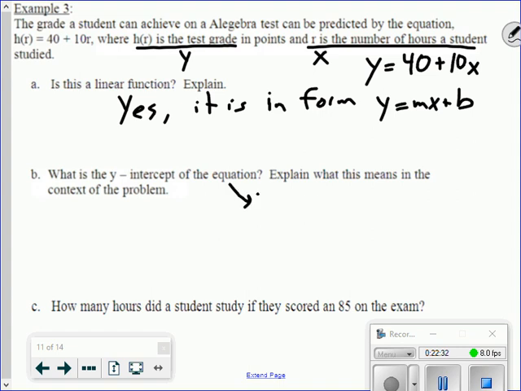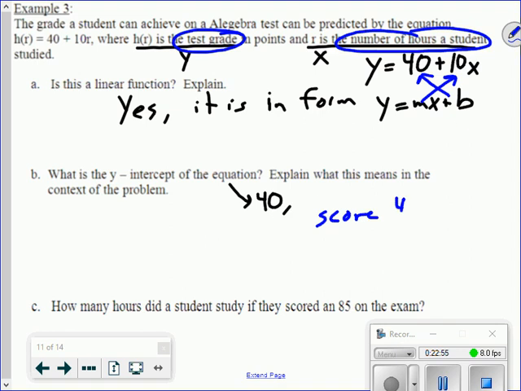If they want the y-intercept, this is a little bit backwards because the x came second, but the y-intercept would be 40. So we have to explain what that means in the context of the problem. So y is a test grade after x, how many hours did I study? So you would score a 40 if you study 0 hours. Try not to make the explanations hard. Go back to where they tell you what the letters are so that you know how to write that out.